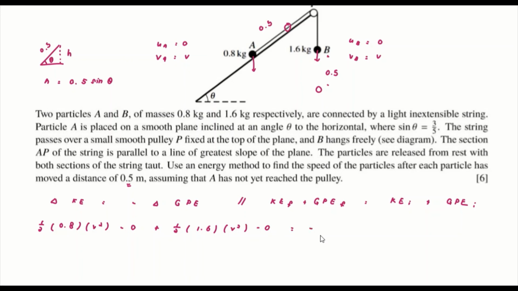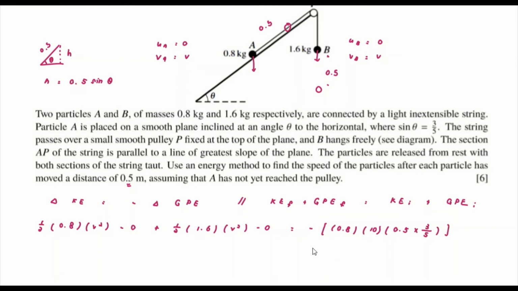This is equal to negative the change in GPE. So now let's solve for the GPE part. For particle A, it is going to be a gain, because it is going up, so it's going to be 0.8 times 10, and then the height here is 0.5 times sine theta, which is 3/5.